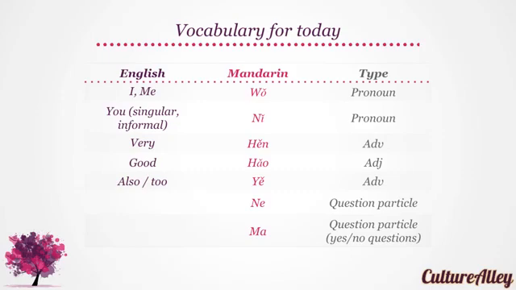I, or me, translates to 我. Very translates to 很. Good translates to 好. Also, or too, translates to 也. To be verb, including is, am, are, translates to 是. N is a question particle for repetitive questions. And finally, ma is a question particle for yes or no type questions. Great work!